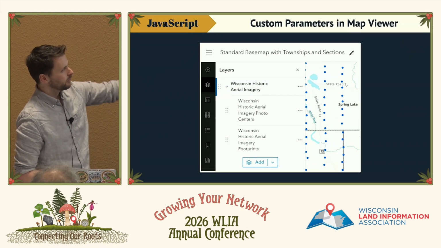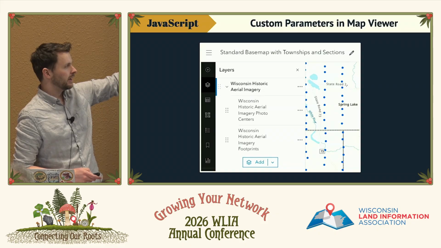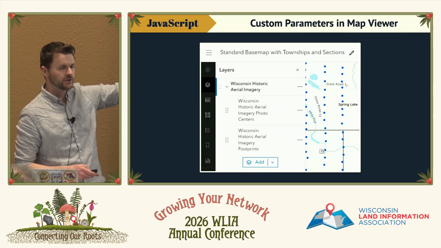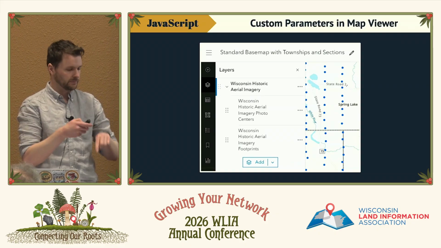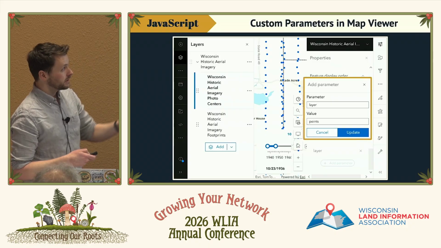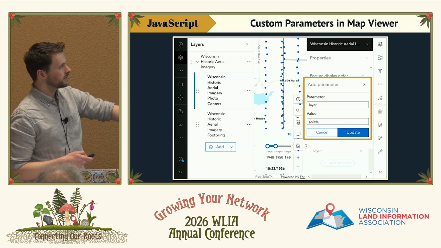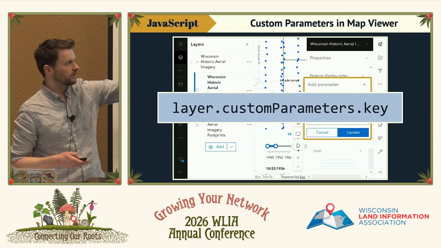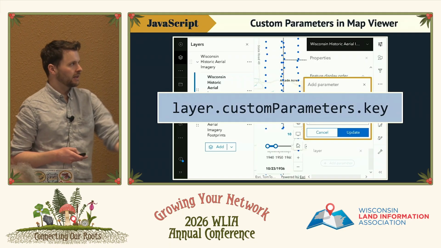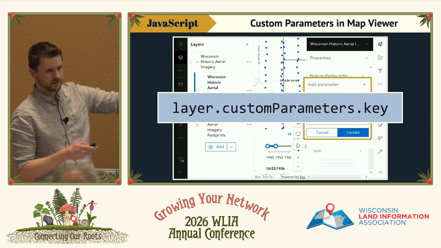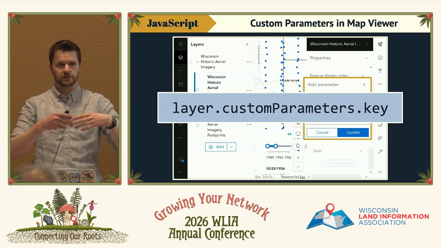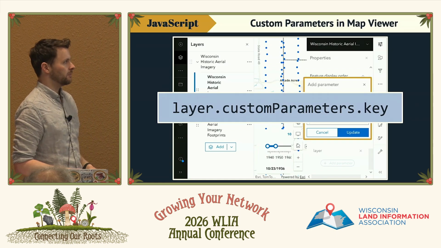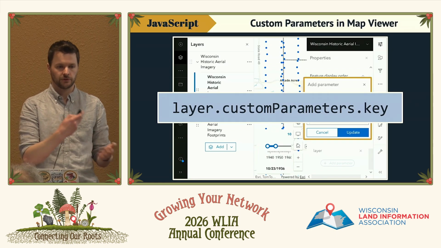So in this example where I have some historical aerial imagery, and we've got the centers and the footprints, we can set that key value pair, the layer and points, and then when we're in the code, we have the layer object, grab the custom parameters, and then in this case, layer in the place of key, and then that'll just give us that value. That can help us differentiate between different layers.